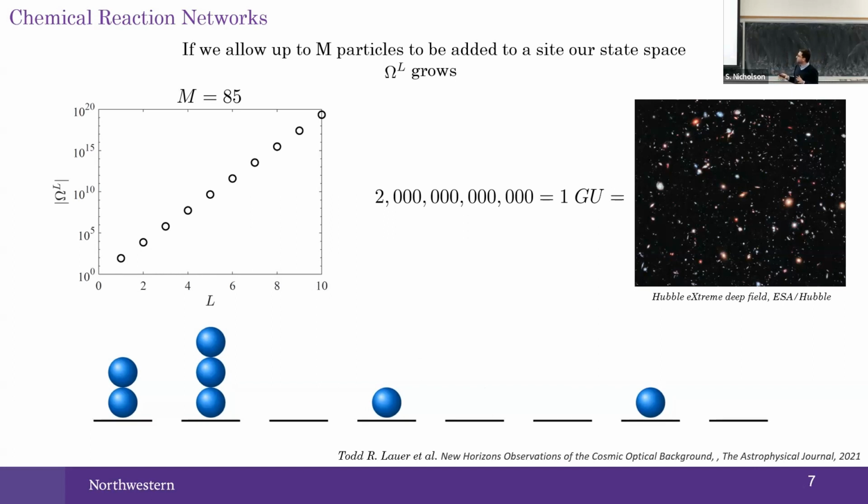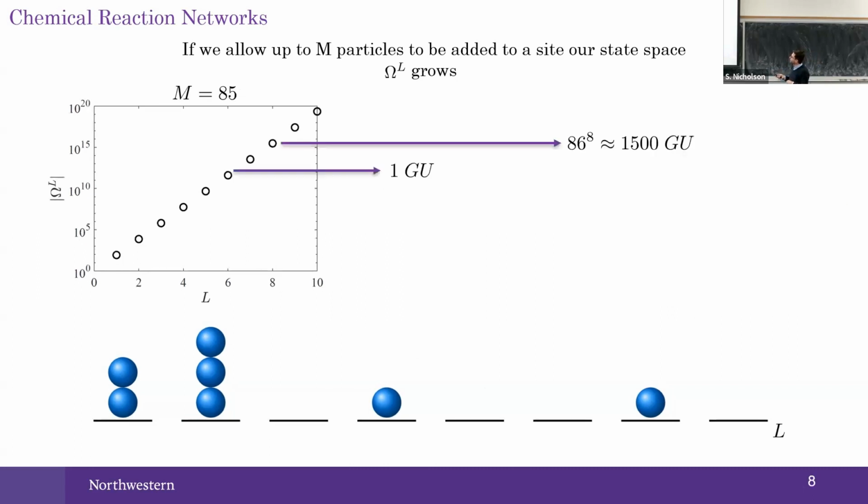So Hubble has estimated that there's 2 trillion galaxies in the visible universe. And so this is going to be kind of our unit of reference, right? So we're going to say that if we're around 6 sites, for example, 6.3, then that's equivalent to 1 galactic unit. So the number of configurations will be the same as the number of galaxies in the universe.